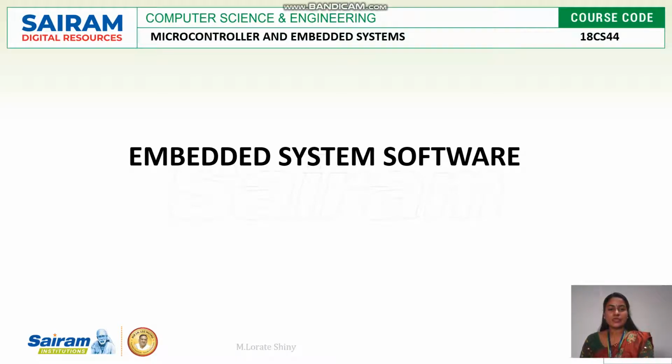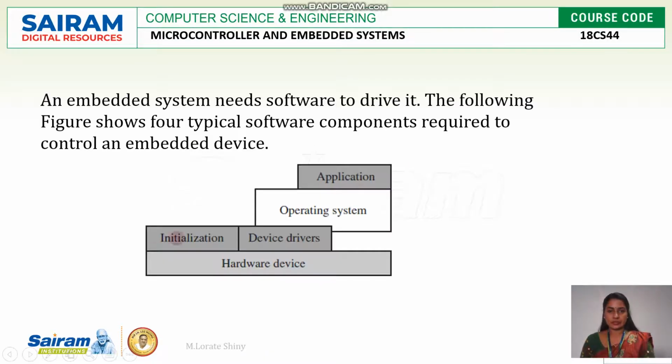Okay. First one, embedded system software. You can see this is the block diagram of embedded system software. Here we have hardware devices which we have seen in last video. Then initialization, device drivers, operating systems and applications.